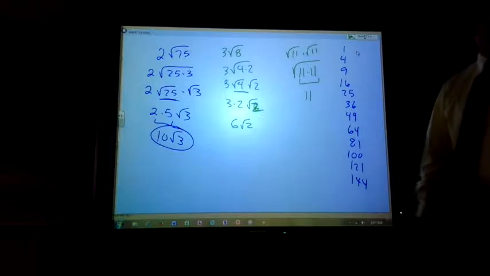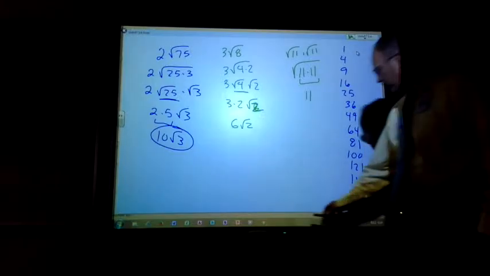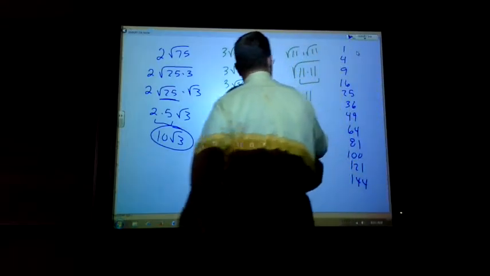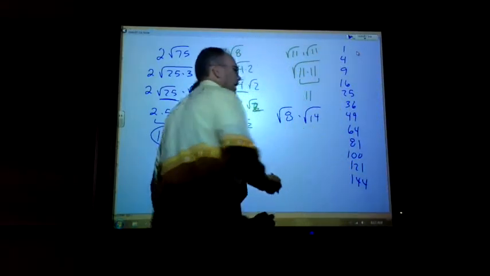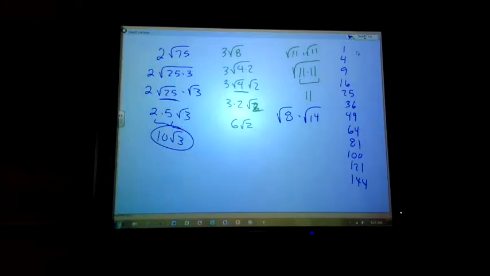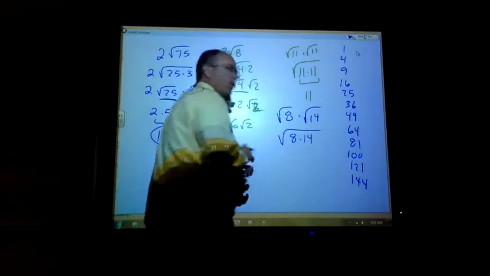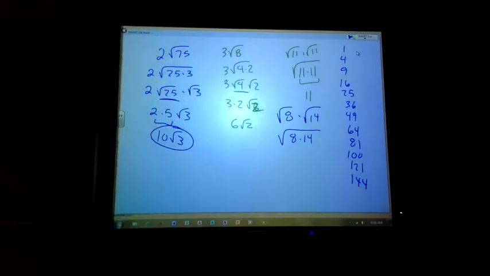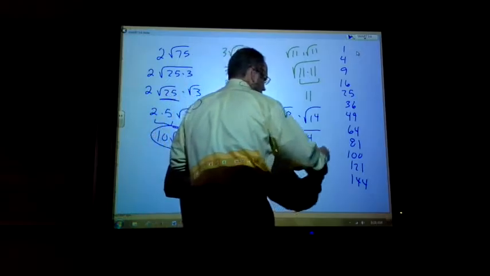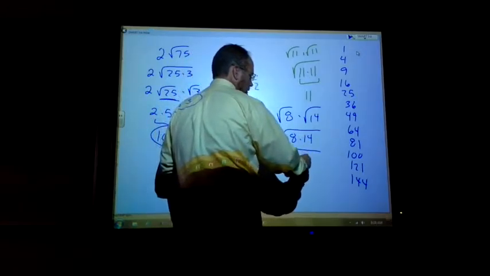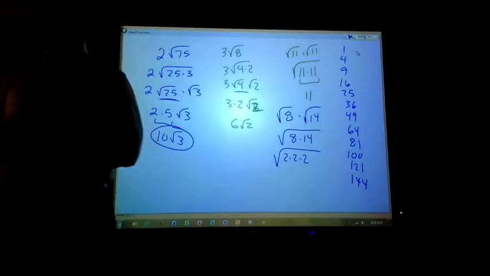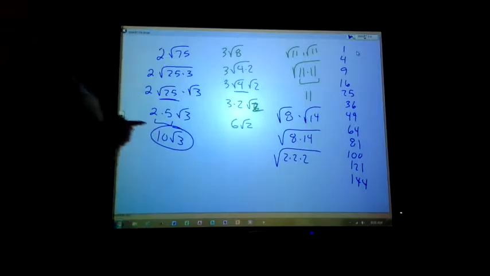Next one we come across is root 8 times root 14. Is that right? Okay, so now this is where it starts getting weird in my head. I have to understand that this is the same thing as this. Is that okay so far? And again, I'm going to try and write all the steps down. Can you skip steps from time to time? Absolutely, but I'm just trying to show you the thought process. So what I want to do is break 8 down, and I know that 8 is 2 times 2 times 2. Is that okay? And I'm going to break 14 down, and now 14 is 2 times 7.